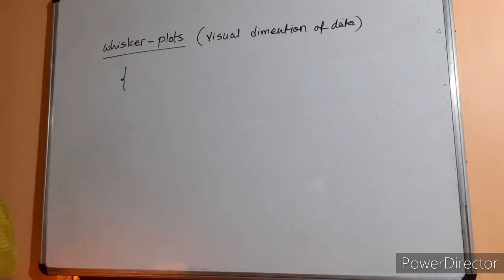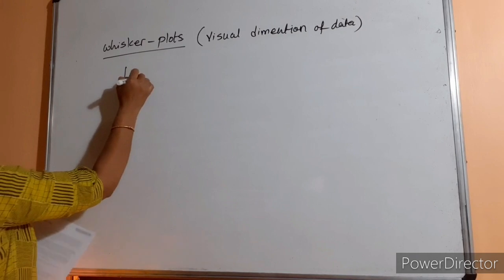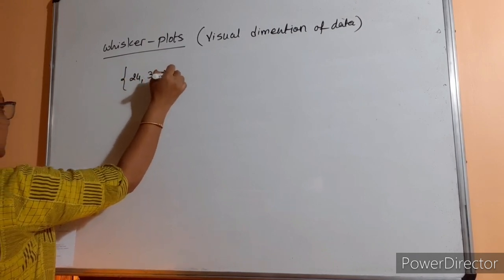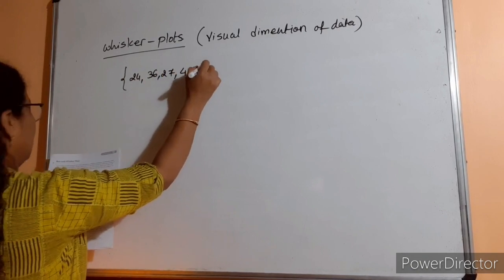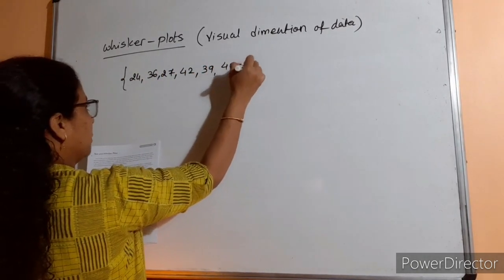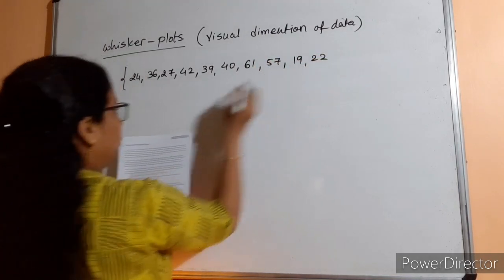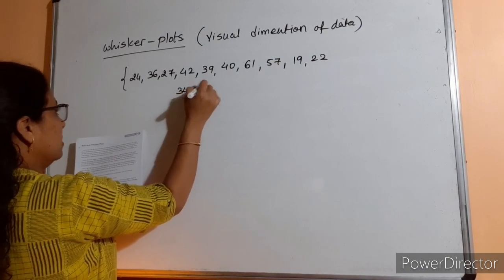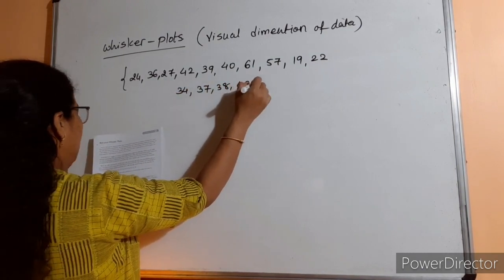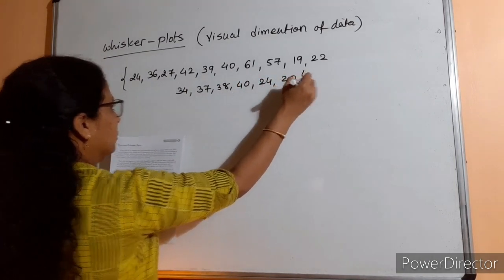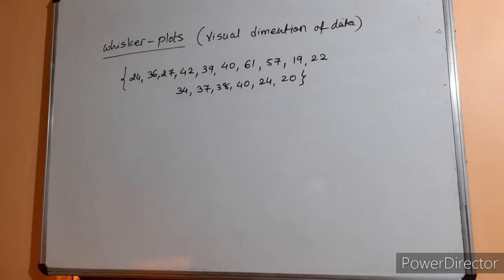So here we'll take one example to draw it. The data are 24, 36, 27, 42, 39, 40, 61, 57, 19, 22, 34, 37, 38, 40, 24, 20. These are the data given. You want to represent that data in a whisker plot graph to make it easily readable and easy to understand.